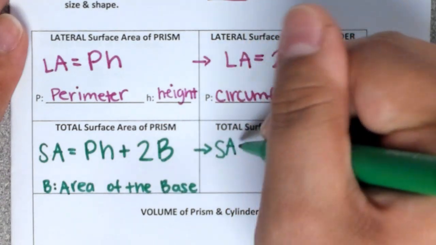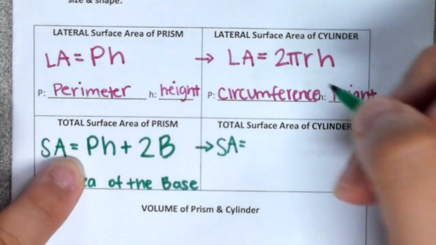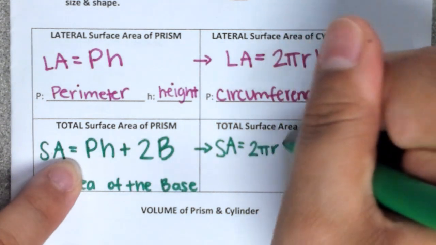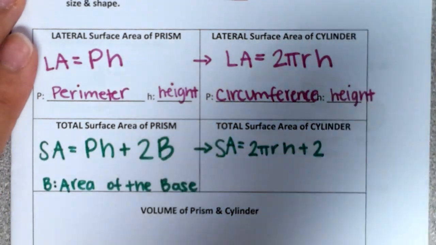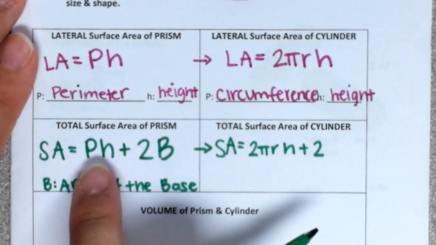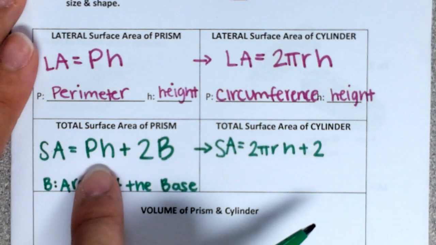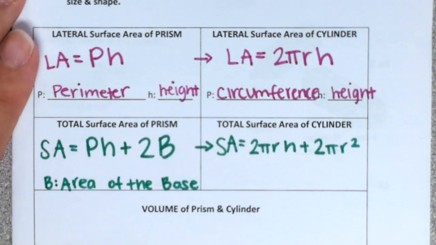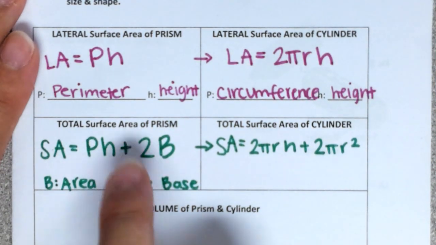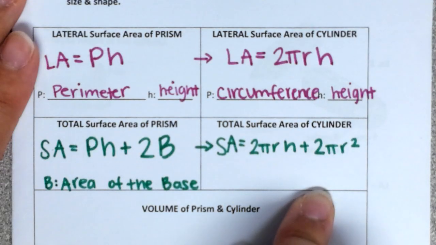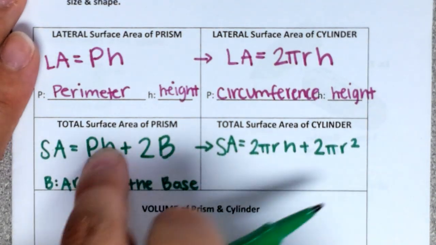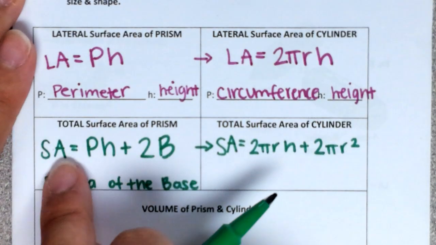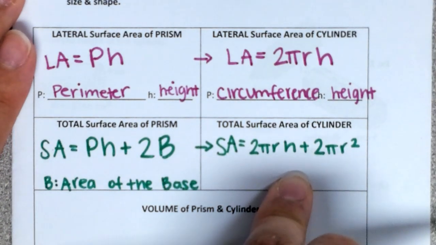Now, for a cylinder, again, it's the same formula, but instead of P, what did we say we were going to do? 2 pi r H plus 2, instead of area of the base, what's the area of a circle? Pi r squared. If you can memorize this one only, you can just fill in what you know about a circle. So you don't necessarily have to memorize all 4 of these. If you can memorize this one and then just plug in circumference. Memorize this one and just plug in what you know about it.